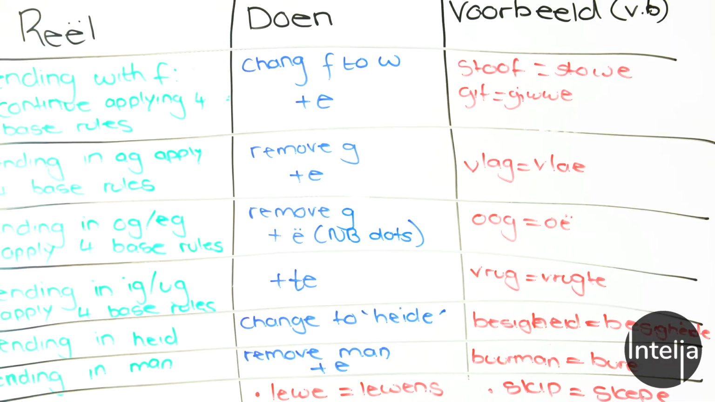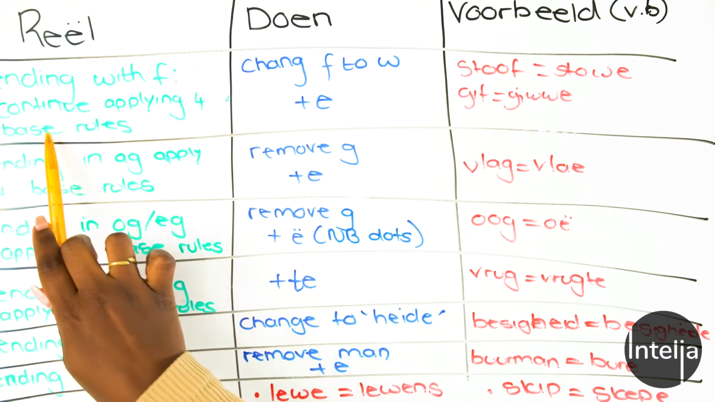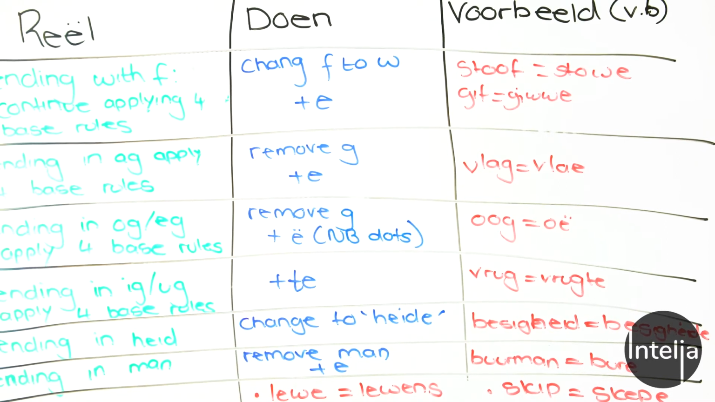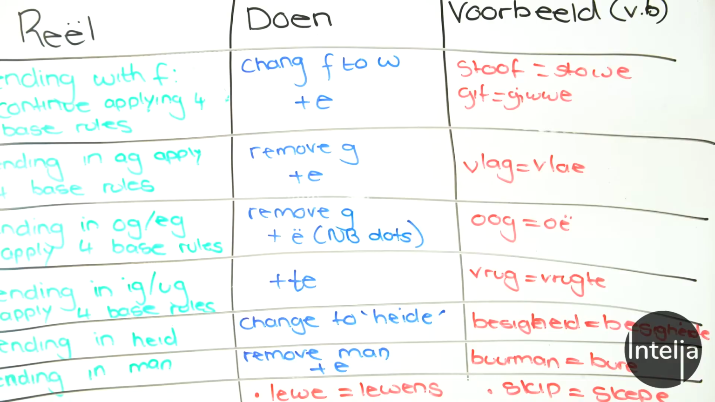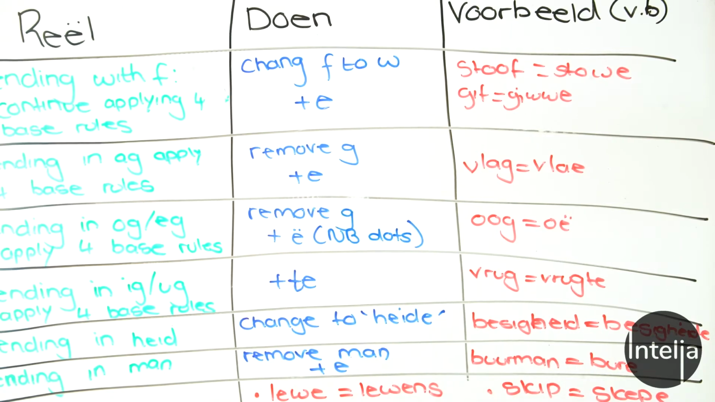Our first one is ending with F. So continue applying the base rules. Remember the base rules: if a word has twin vowels, you remove a vowel and add an E. If a word has 1 vowel, you double the consonant and add an E. I think it's just 2 base rules, to be honest. But let's see what we do with a word ending in F: you change the F to W and you add an E.